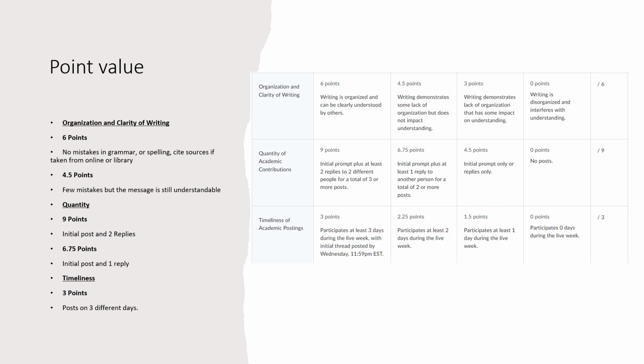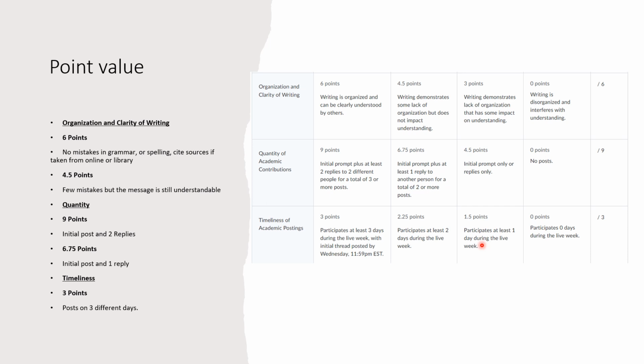Now let's talk timeliness. I know you're busy. You've got a lot on your plate. Look at the maximum number of points for timeliness. It's 3 points. And that means you're posting on 3 different days. But let's say you're busy. You may be taking 2 classes and it's overwhelming to try and remember, oh, did I post on this day? Did I forget? Don't worry about it. Look, if you post on 2 days, it's 2.25 points. Or if you're able to do your post and all your replies on 1 day, you're only losing 1.5 points out of a total of 60 points.